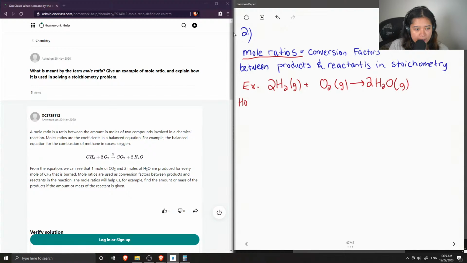And let's say we had an example question. How many grams of oxygen is required to produce, let's say, 90.1 grams of water.